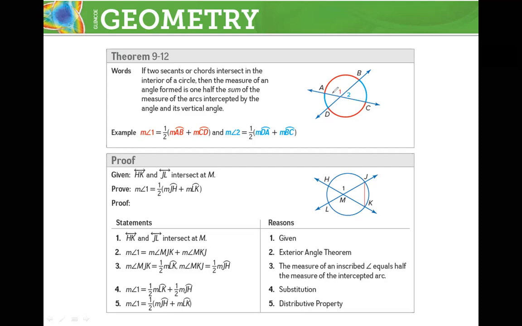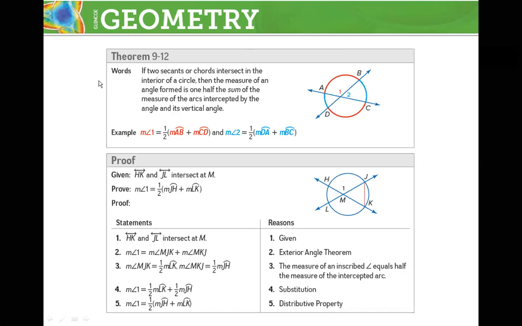So the measure of angle AMB, or angle 1, is equal to half the measure of AB plus the measure of what? DC. And the measure of angle 2, if I need to find it, is half the sum of the measures of the arcs BC and DA. Excellent. So this is our theorem. Let's go directly to our problems, and from the problems, everything will be clear.